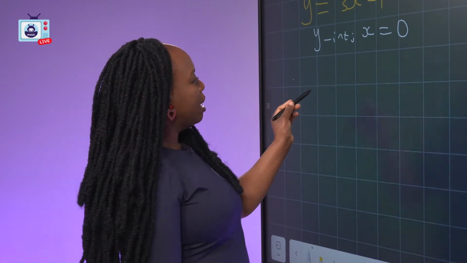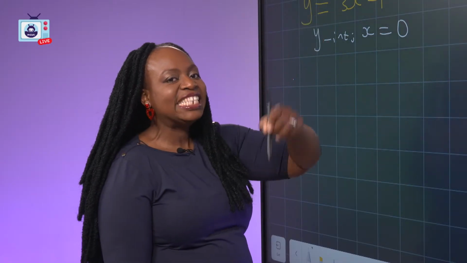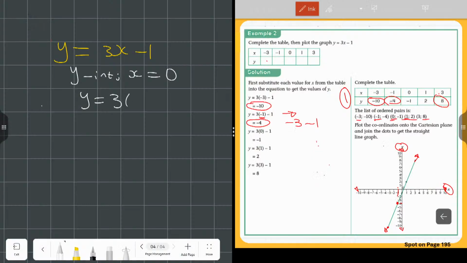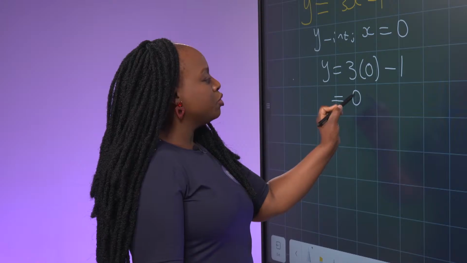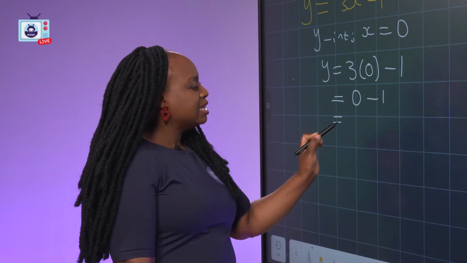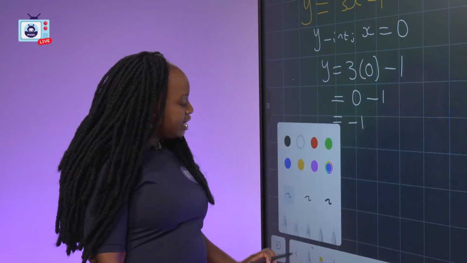So what is going to happen here is that I'm going to substitute 0 wherever I see x. Let's do it together. So y will be equal to 3 multiplied by 0 minus 1. By now we should know that anything multiplied by 0 is 0. So then we'll have 0 minus 1, which means that our y-intercept is equal to minus 1, in coordinate form.